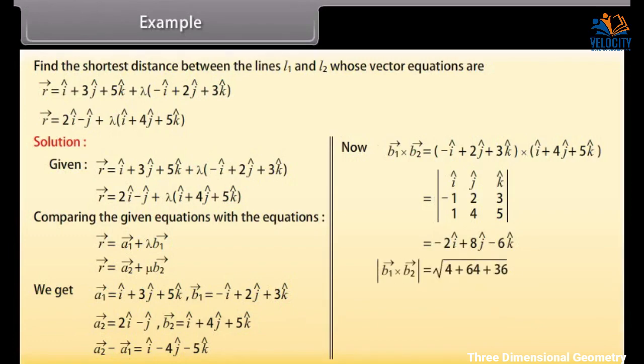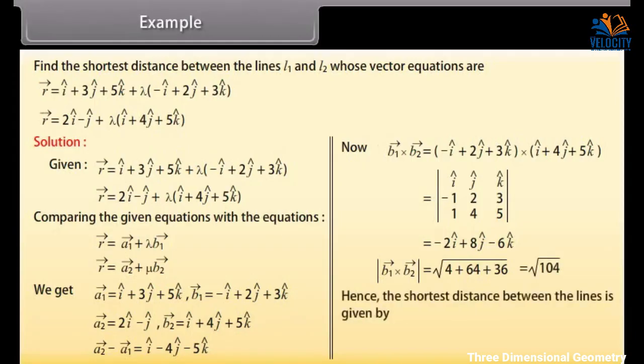Modulus of cross product of vector b1 and vector b2 equals square root of 4 plus 64 plus 36, which equals square root of 104. Hence, the shortest distance between the lines is given by modulus of (minus 2 minus 32 plus 30) by square root of 104, which equals 4 by square root of 104.